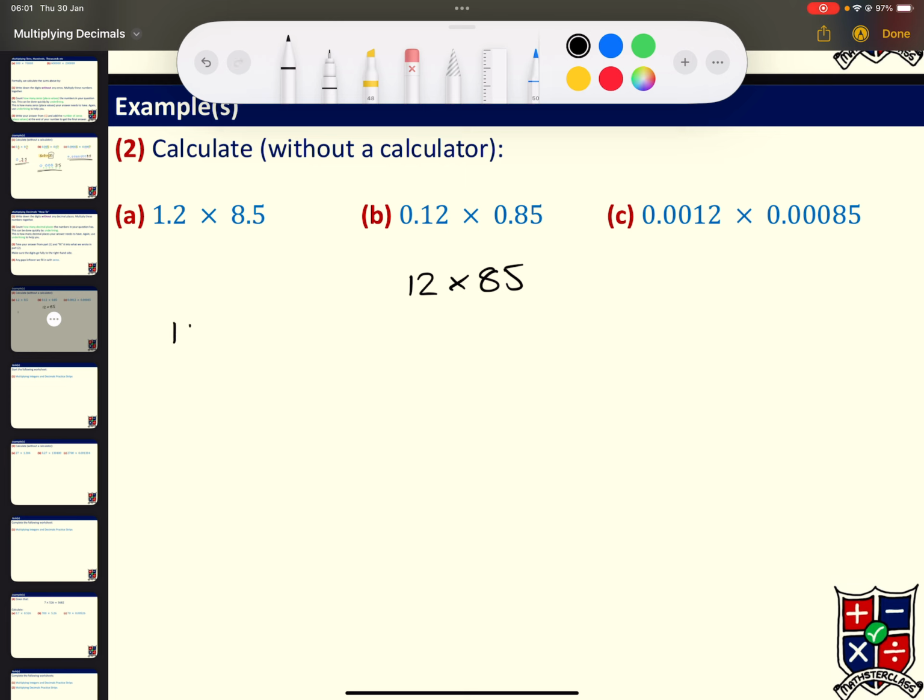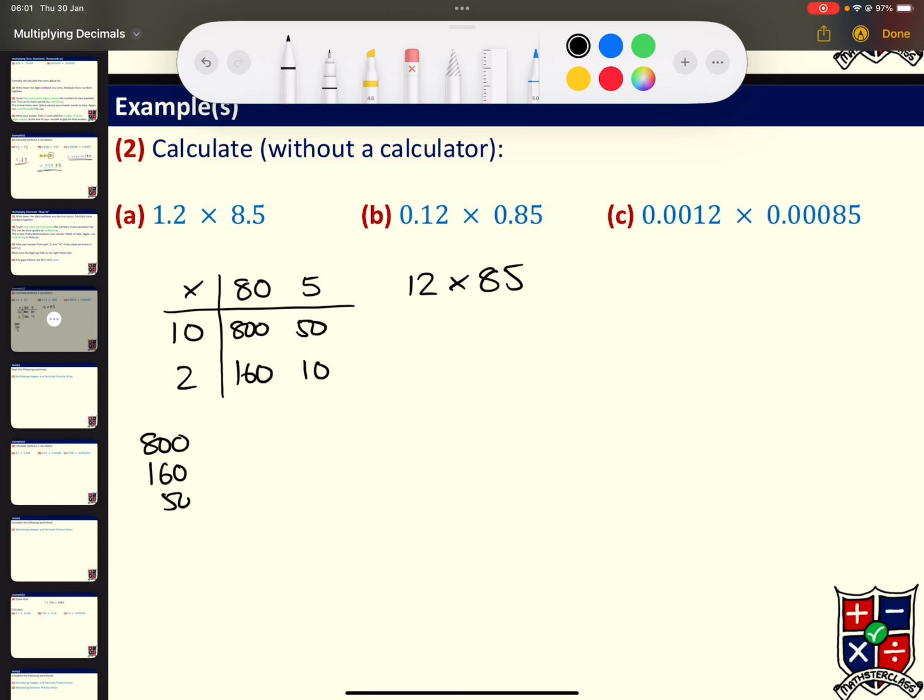I'm going to break the 12 up into 10 and 2. I'm going to break the 85 up into 80 and 5. I'm going to multiply these together. 80 times 10 will give us 800. 5 times 10 will give us 50. 80 times 2 will give us 160. And 5 times 2 will give us 10. We then add these numbers together to get our total for that sum.